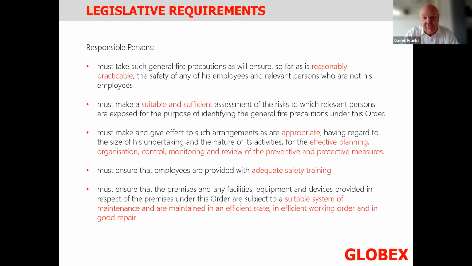I'm not going to read all of these to you, but some of you involved in fire safety in the UK may be familiar with the Regulatory Reform Order. You need to do a suitable and sufficient fire risk assessment, which should be specific to the building and identify the needs of any particular risks within the building. And as we move down, you can see that appropriate training is also important.